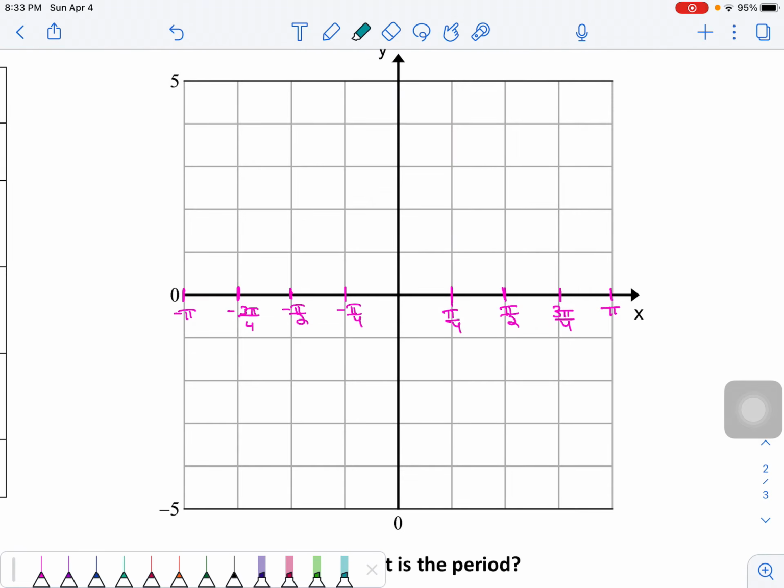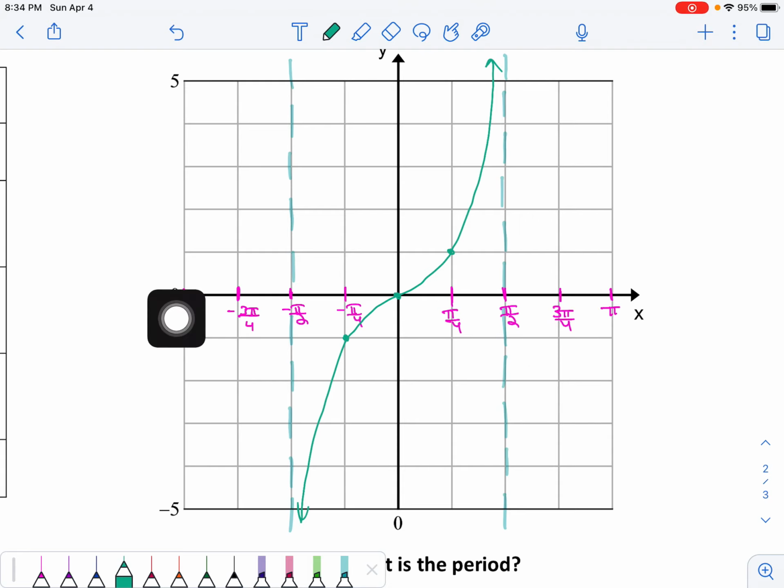I'm going to try and make these pretty thin here. Would have vertical asymptotes here at negative pi over 2 and at positive pi over 2. And the graph would be, let's see, negative 1, 0, positive 1. So my curve would look like this and like this. And I'm actually going to go ahead and fill in the left and the right here to continue this. So this would be negative 1 and 0. So the curve would look something like this.